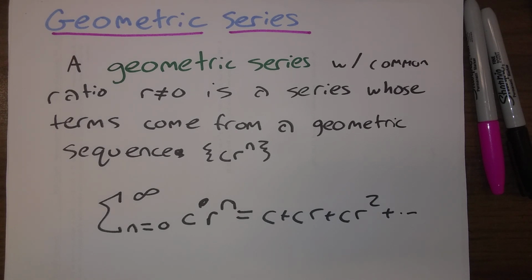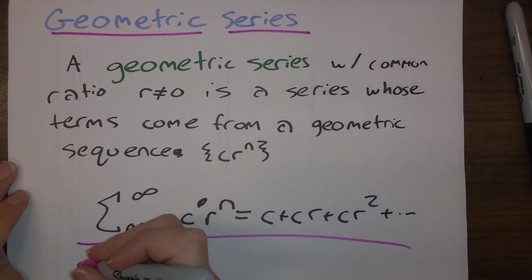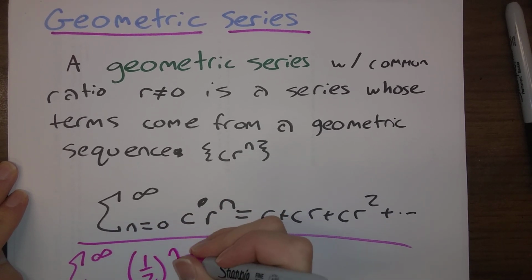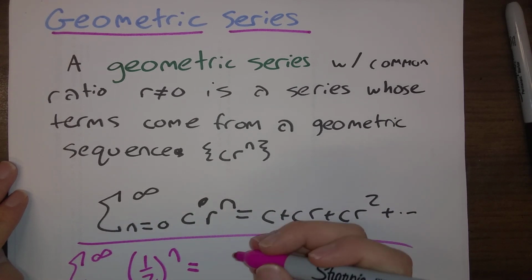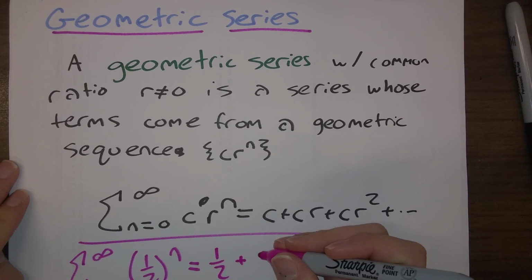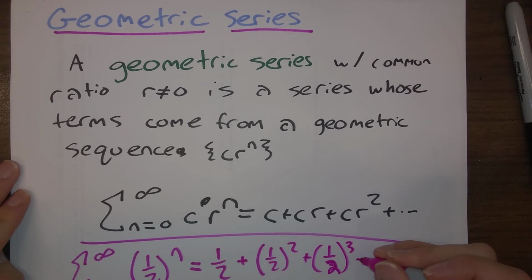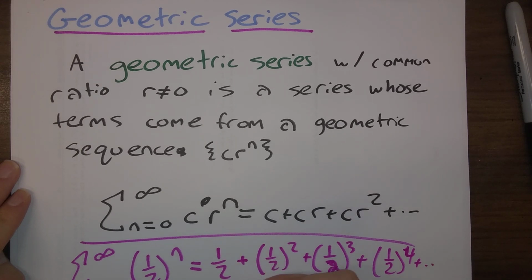Before we ask the natural question, let's just give a quick example. Maybe we can think about 1/2 to the n. I'm indexing starting at 1, that's fine. So when n is 1, I get 1/2, and I get 1/2 squared, and 1/2 cubed, plus 1/2 to the 4th. And so that's 1/2 plus 1/4 plus 1/8 plus 1/16, plus so on and so forth.